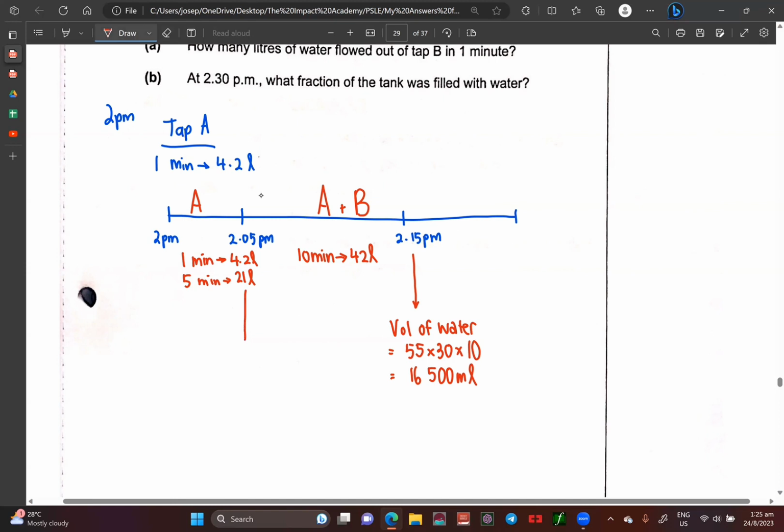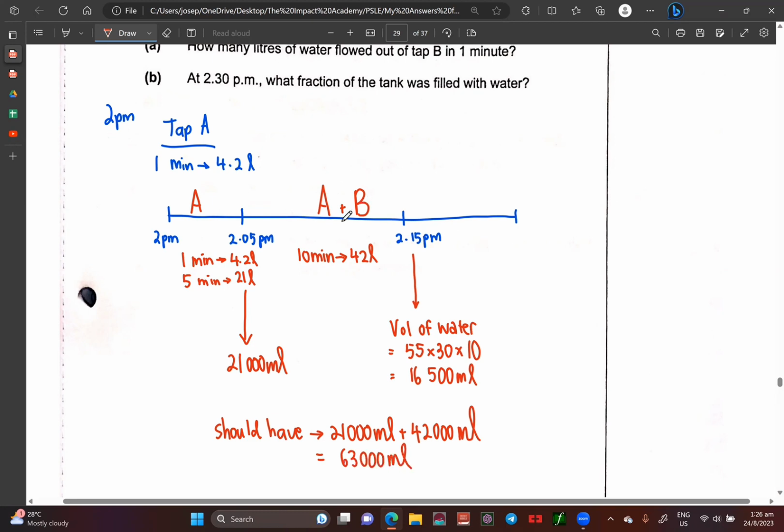So at 2:05 p.m., I have 21 liters, which is also 21,000 ml. Now from 2:05 to 2:15, if B is not around, I should have a total of 21,000 ml plus 42,000 ml. If B is not around, I should have 21 plus 42. That gives me 63,000 ml.